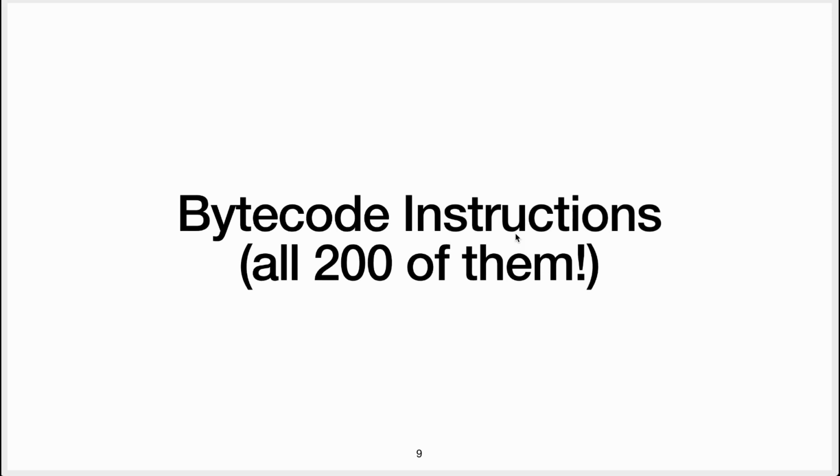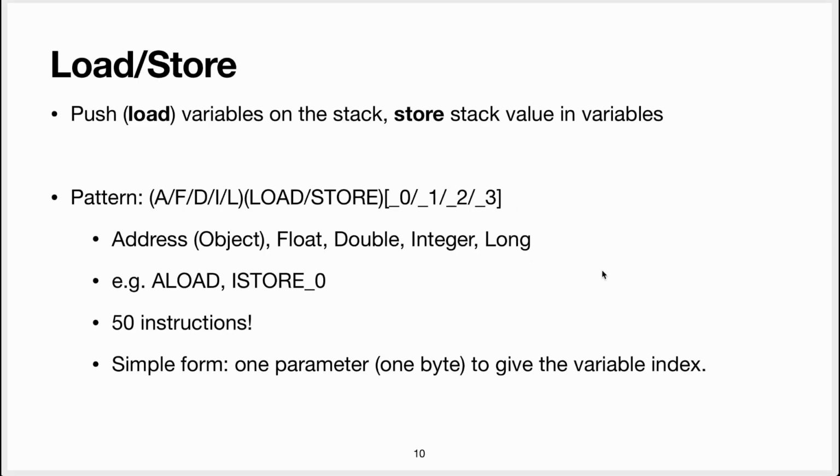And with that, we can actually get started and review our instructions, all 200 of them. So the first type of instruction I'm going to talk about is load instructions and store instructions. A load instruction pushes a variable on the stack. A store instruction stores a value from the top of the stack into a variable. There are 50 instructions of that type, okay? So there are load instructions and there are store instructions.